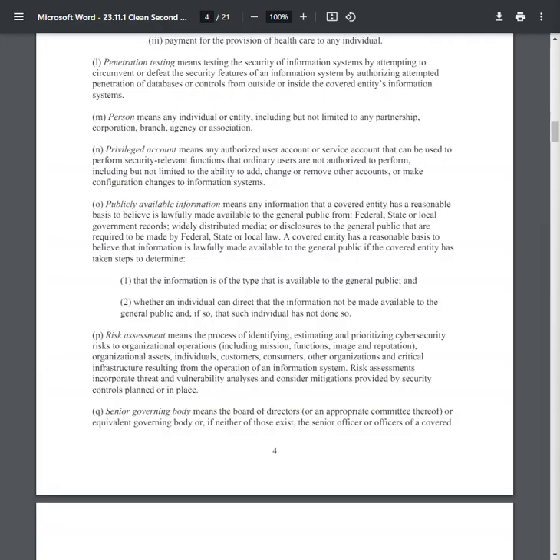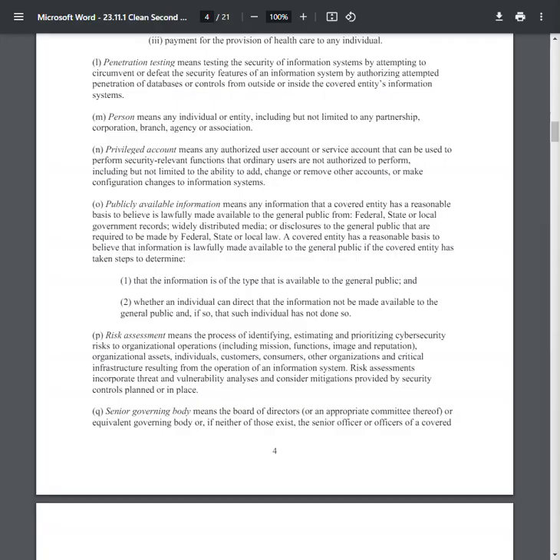Next is a privileged account. Very important to know. That means any authorized user account or service account. An authorized user account is an account set up for an individual. A service account is an account set up so that a system or an application can communicate to another system or another application to perform services or functions. So this account has more privileges than a normal user account unless that user is an administrator.